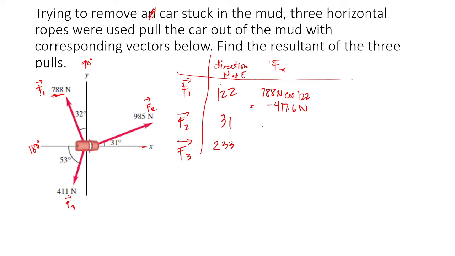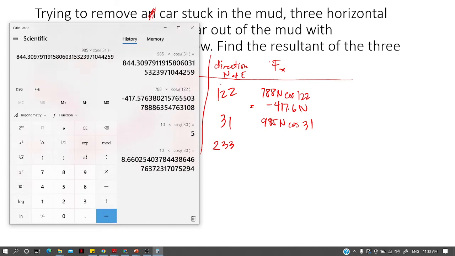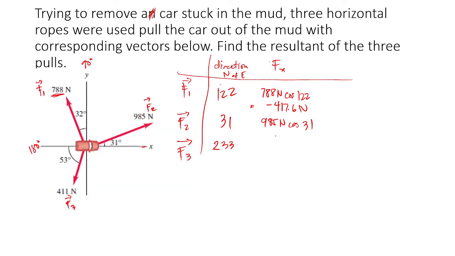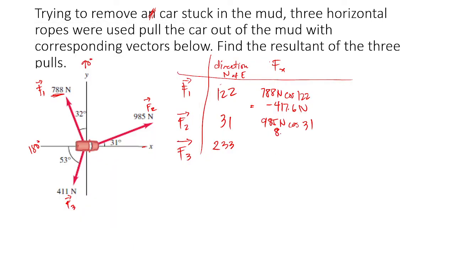Similar formula or similar concept yung gagamitin natin para dito sa F2. So you will have 855 newtons cosine of 31. Okay? So 985 multiply natin sa 31 cosine. Okay? So that will be 844.3 newtons.